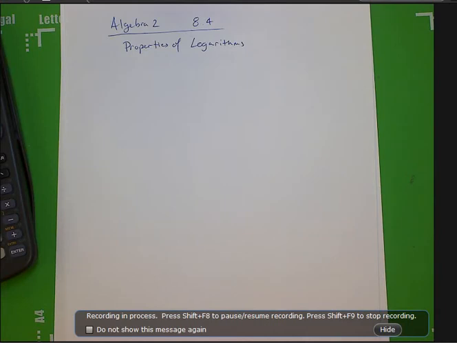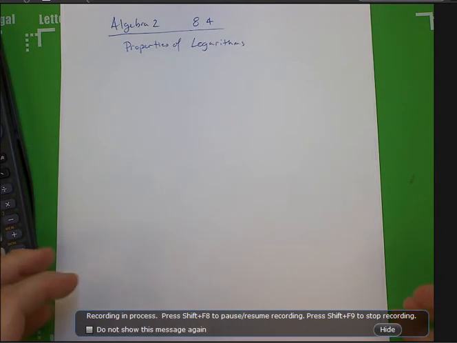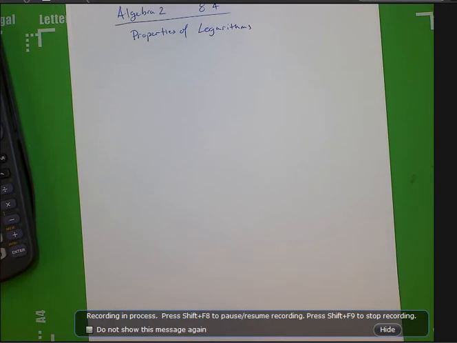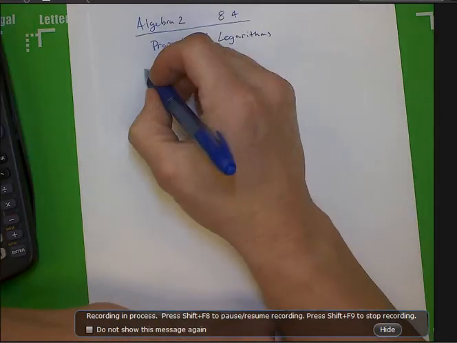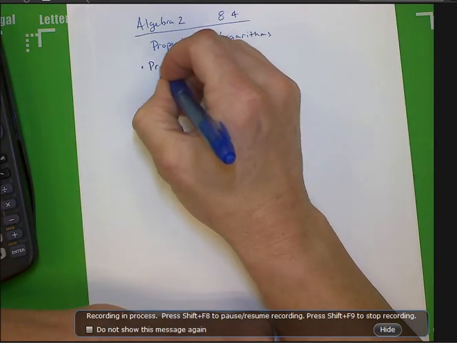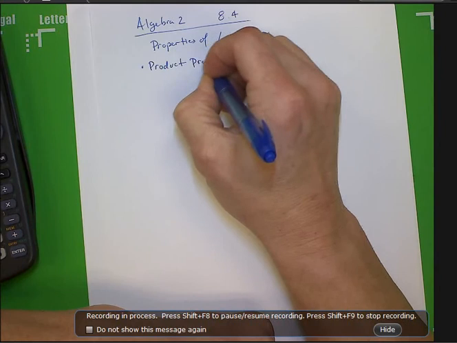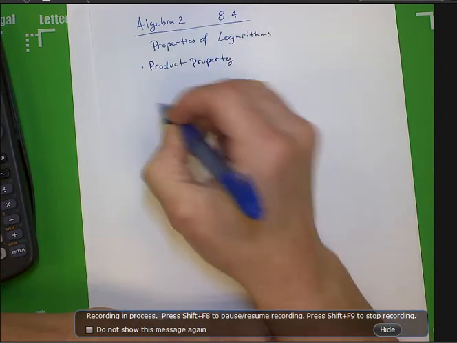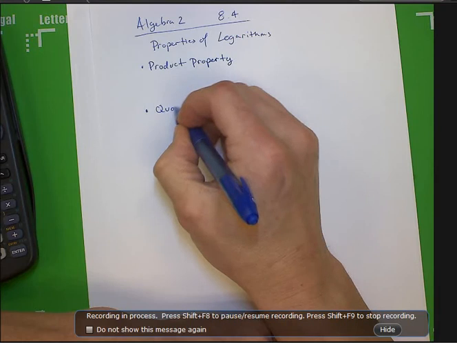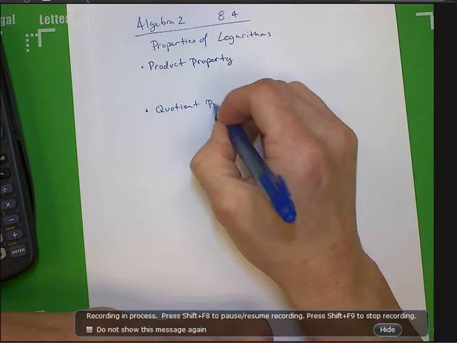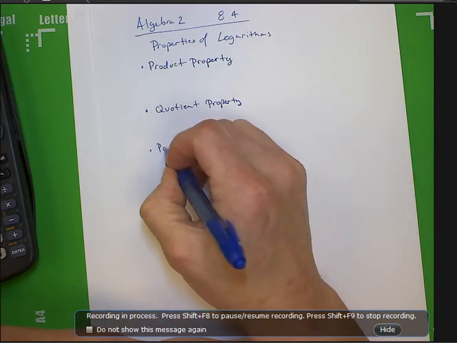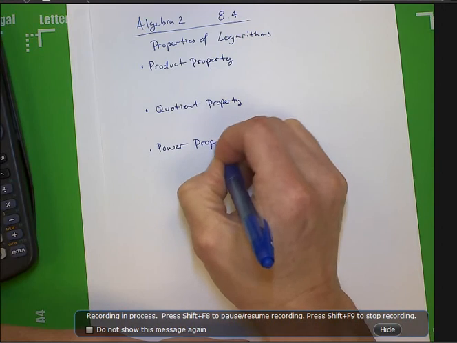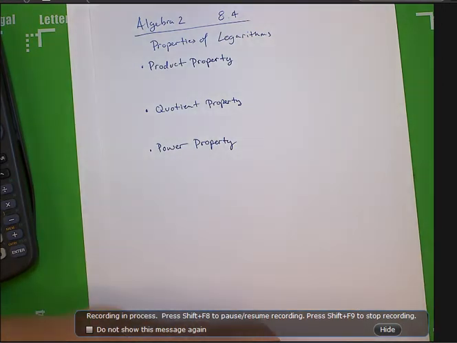We're going to look at our second video here on section 8.4, properties of logarithms. Hopefully this goes a little bit quicker than the last one. There's basically three properties that we're going to look at today. The properties of logarithms are the product property, the quotient property, and then finally the power property. So those are the three properties we're going to look at.